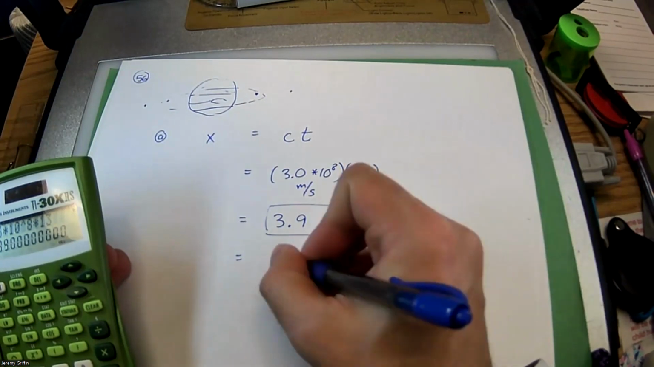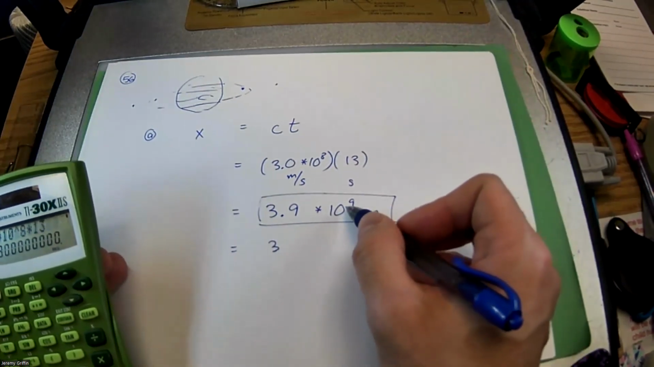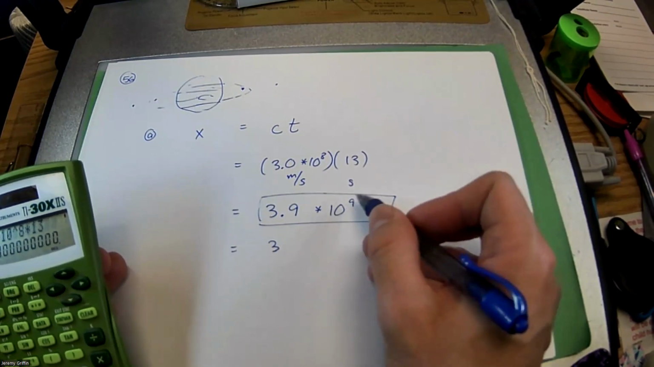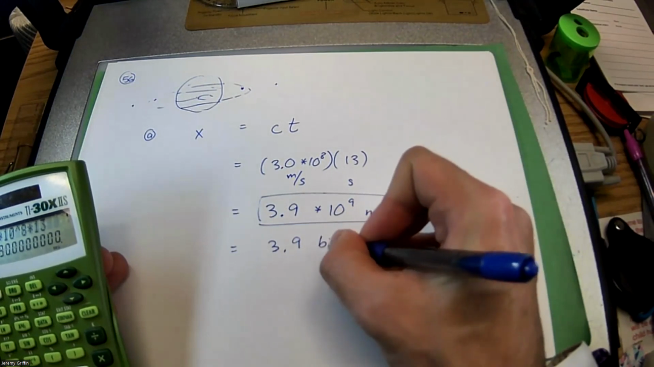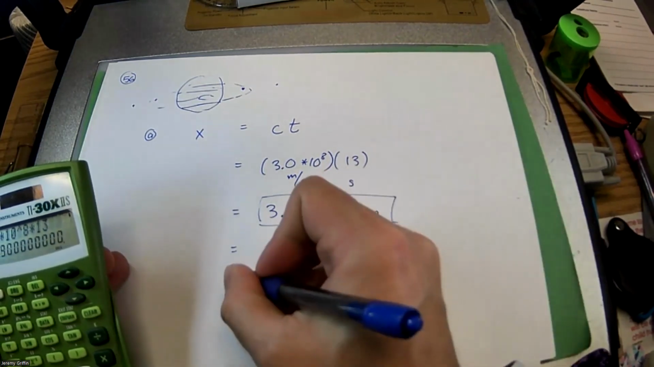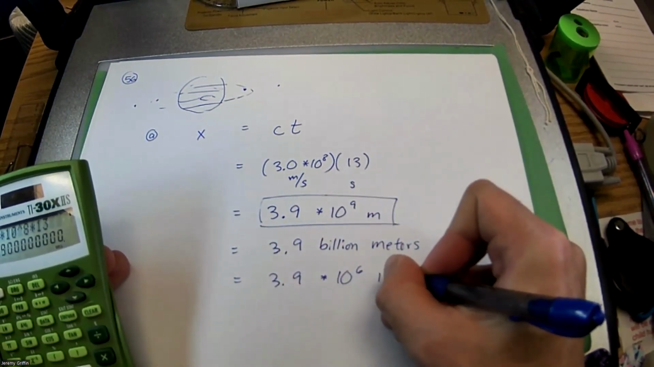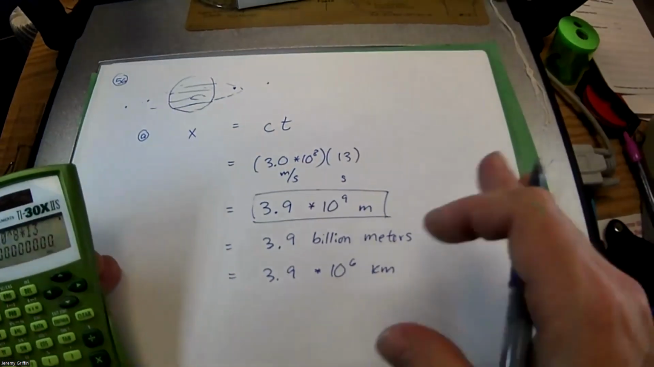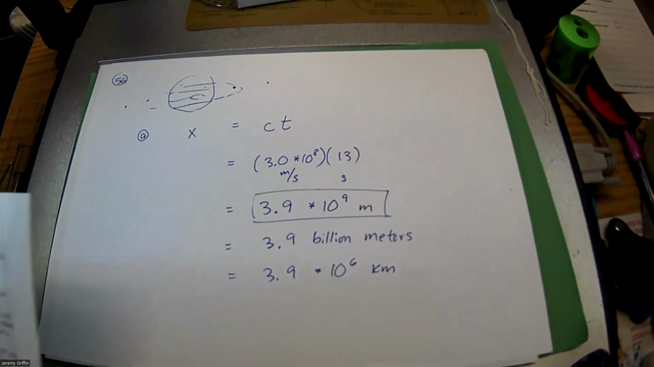Or you could call it, here, guys, 10 to the 9. What's another way to say that? It's not 1,000, it's not a million, it's a billion. Yeah, you call it 3.9 billion meters. Or if you like, you could call it 3.9 million kilometers. Right? It would be another way to say it. So say you do those, they would all work.